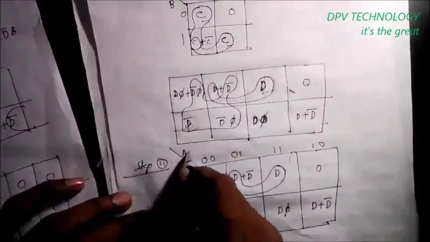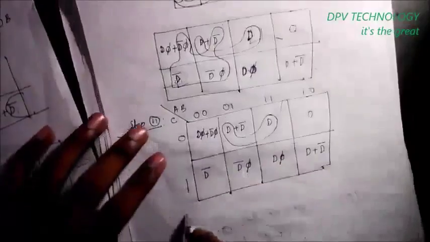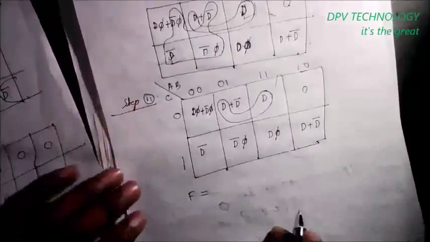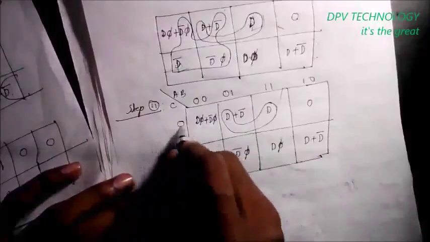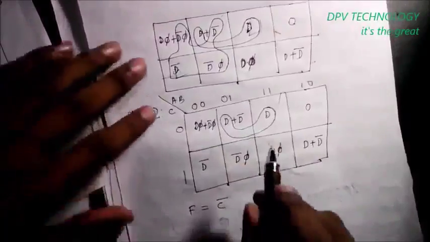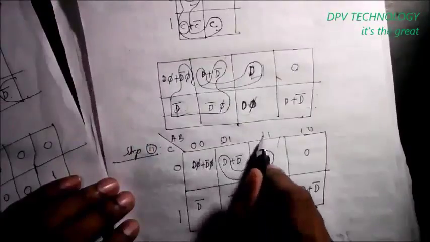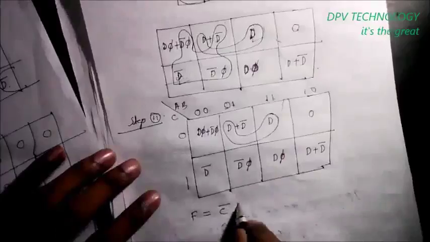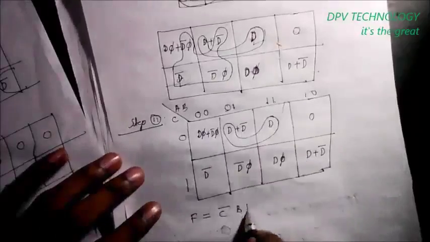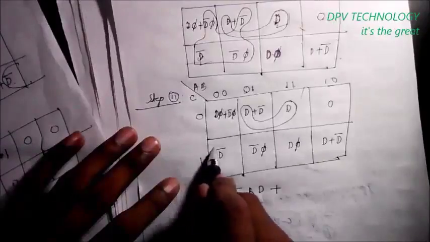Here we have A B C. This is an example. Here you will get the minimized function as D or D bar. Here we have C bar, so put C bar here. Then here A is changing from 0 to 1, so we don't have to put it. Then B is 1 1 here, so put B here. Then D, or here we have D bar.